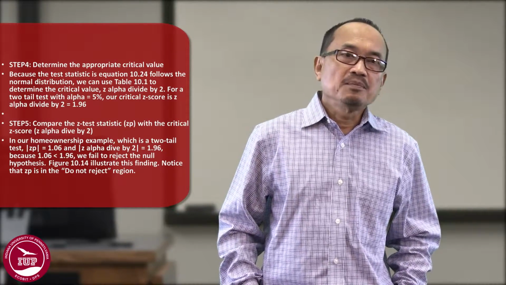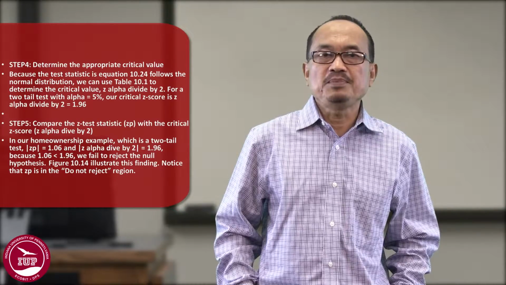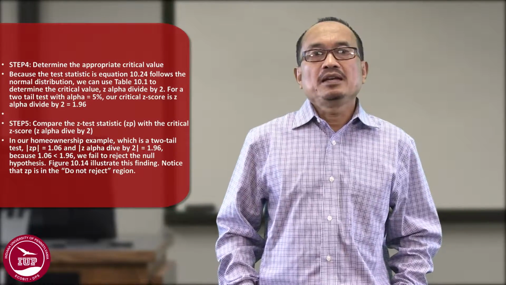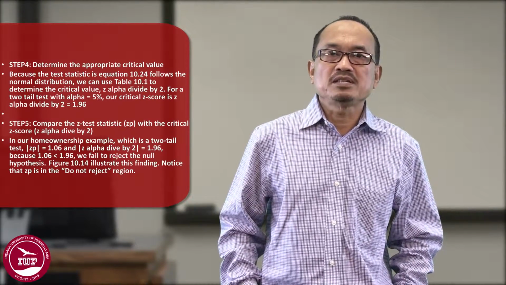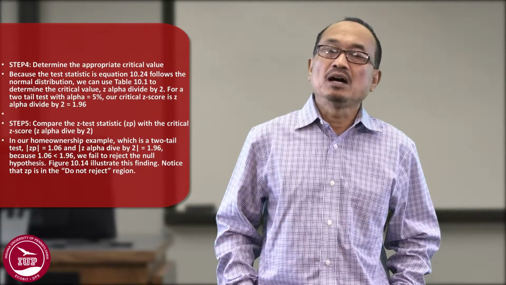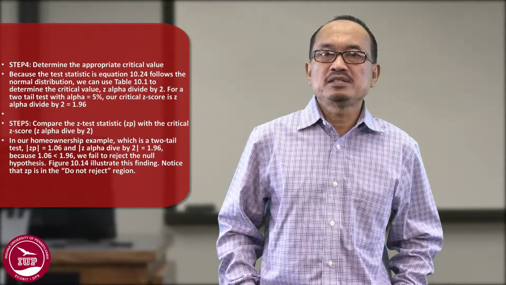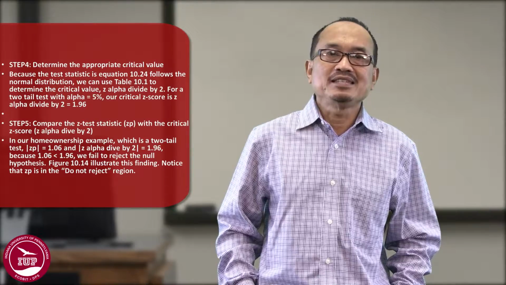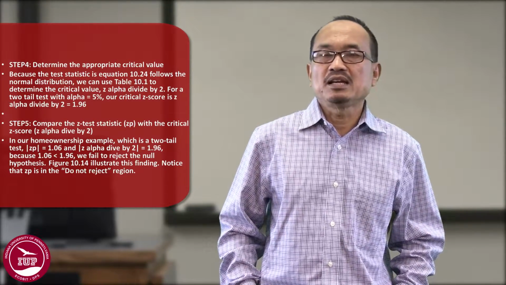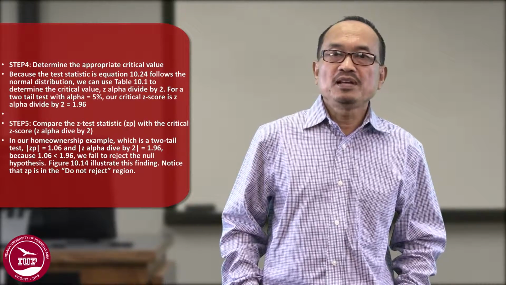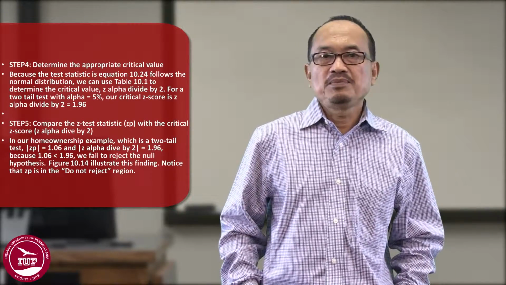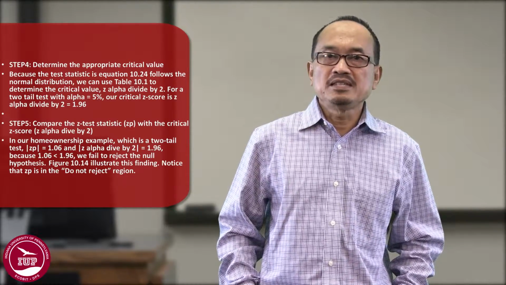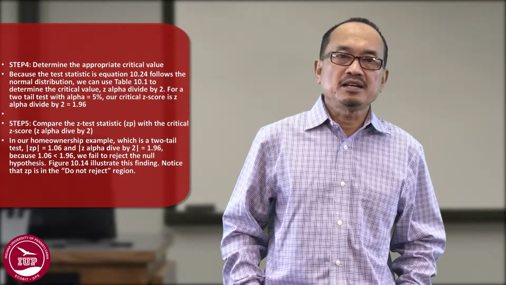Step 5. Compare the Z statistic, ZP, with the critical Z score, Z alpha divided by 2. In our home ownership example, which is a two-tailed test, the absolute value of ZP is 1.06 and the absolute value of Z alpha divided by 2 is 1.96. Because 1.06 is less than 1.96, we fail to reject the null hypothesis. Figure 10.14 illustrates this finding. Notice that ZP is in the do not reject region.